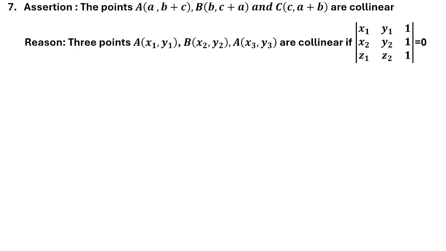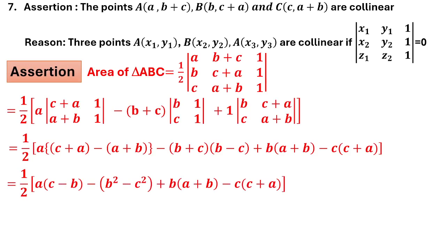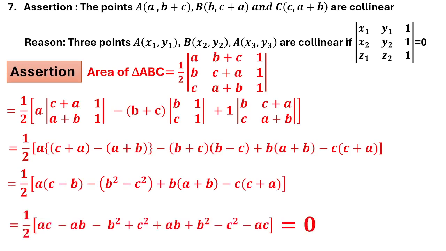Let us go to question number 7. This is a question in your textbook also where you are going to prove collinearity. You know how to prove collinearity. Area of a triangle is equal to 0. Check out, area of a triangle. You expand. This may be asked in 2 marks also. I am expanding. I am getting 0.